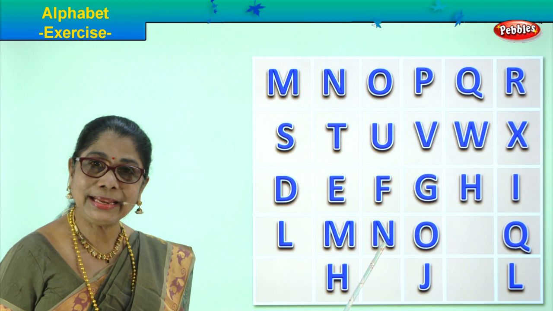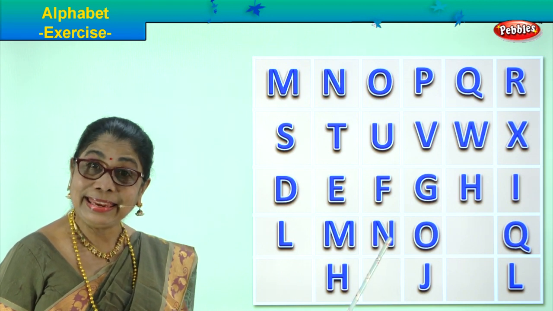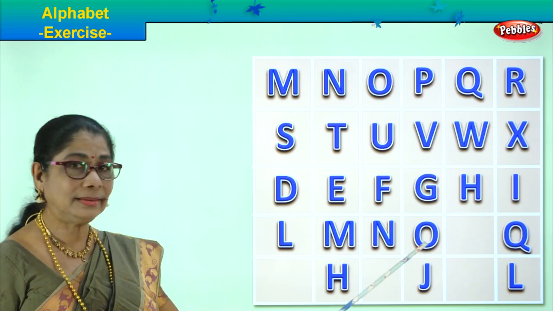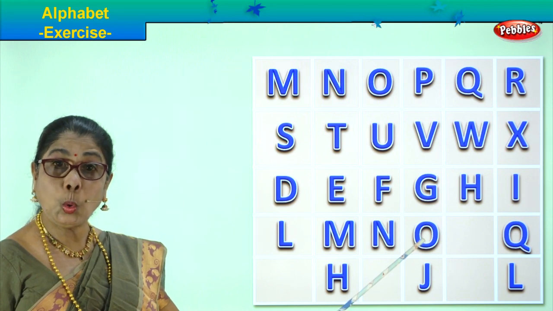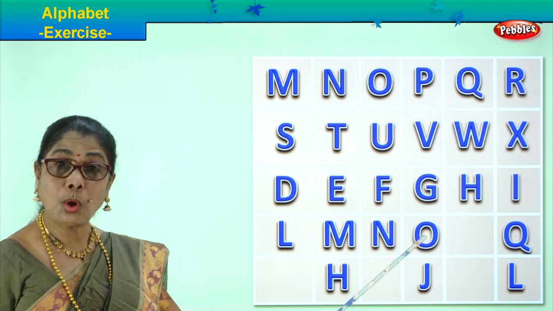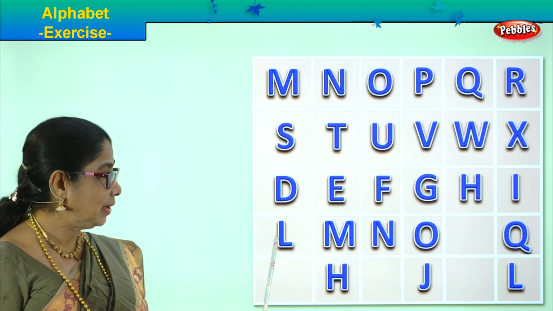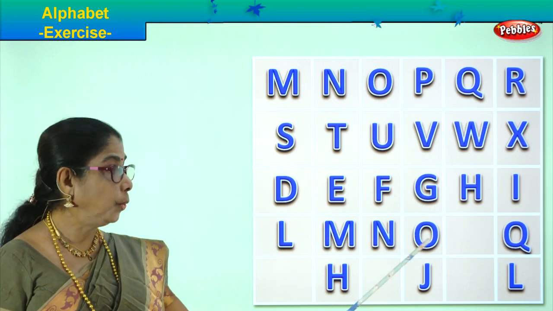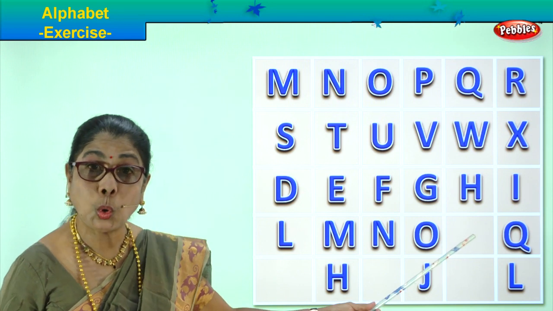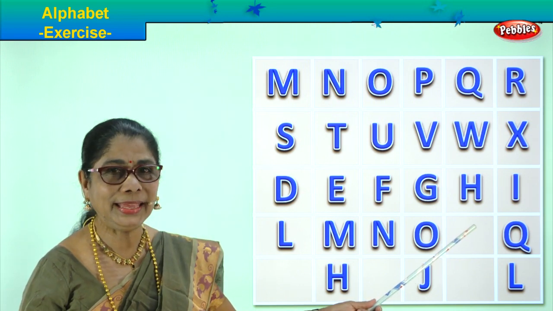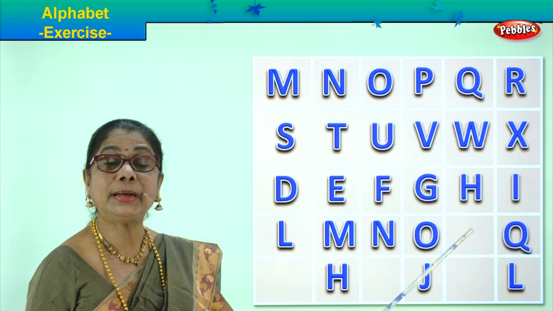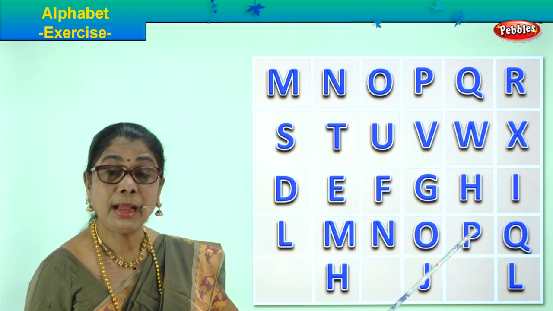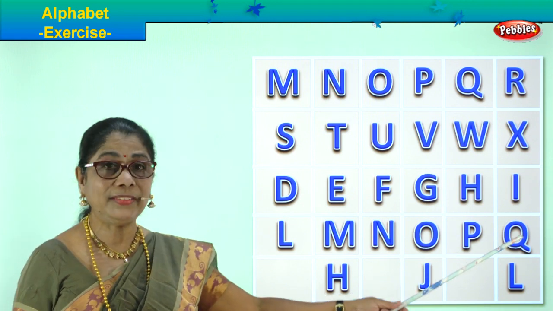And this one. What is the next letter after M? N. What is the sound of N? And what is this letter? Letter O. What's the sound of O? O. Owl. Let's read this in a line. L, M, N, O. What will be the next letter that follows O? P. What's the sound of P? P. Pig. Letter P. Good.